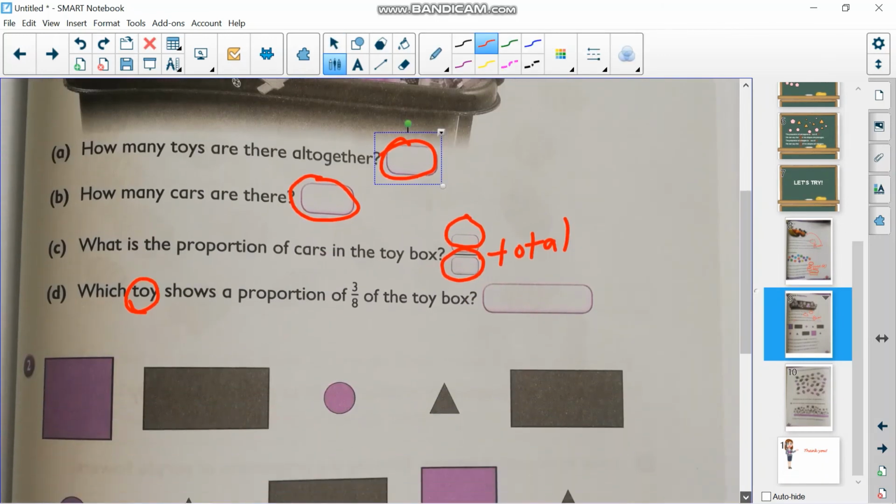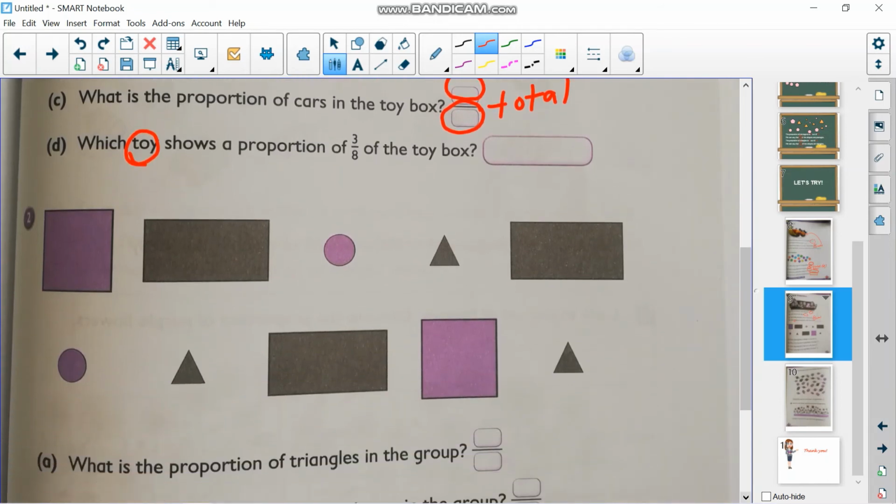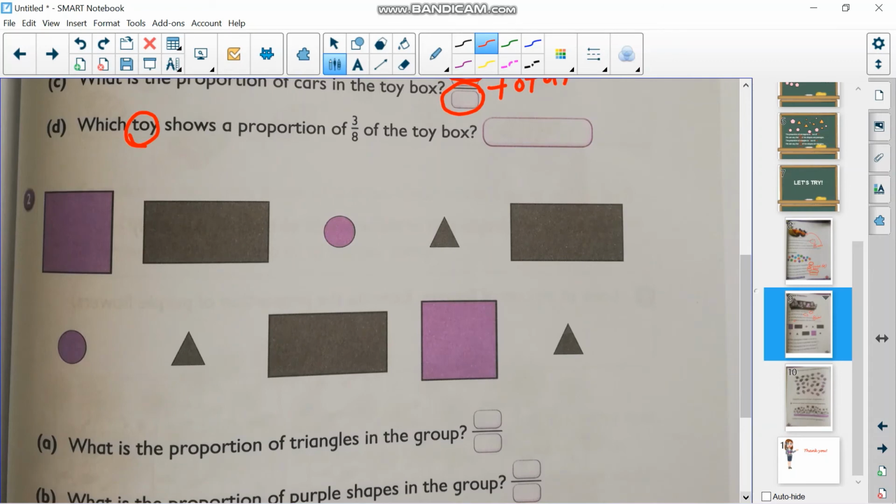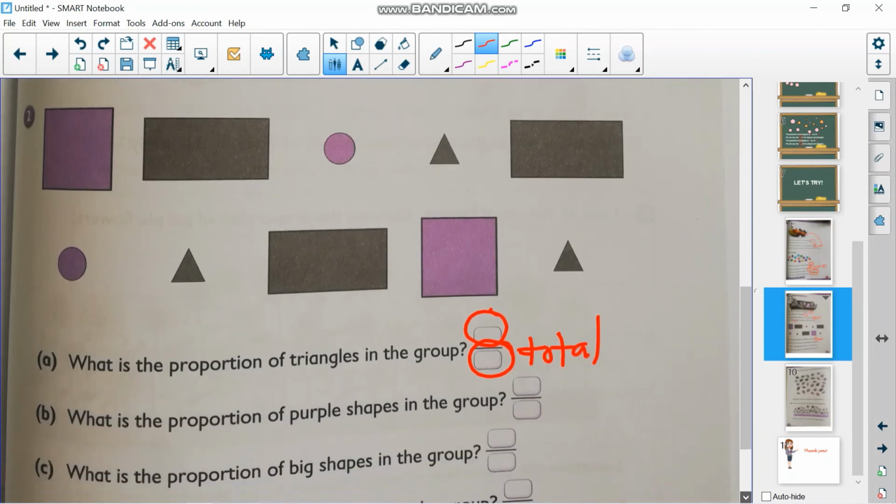Number 2, look at the shapes. What is the proportion of triangles in the group? Count the number of triangles and write it in the numerator. Count the total number of shapes, all of the shapes, and write it in the denominator. What is the proportion of purple shapes in the group? Count the purple shapes and write it here. And again here, the total number of shapes means all of the shapes.